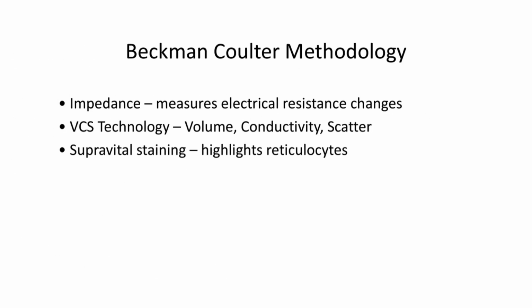When it comes to nucleated red blood cell and reticulocyte counts, automated hematology analyzers use different technologies depending on the platform. With the Beckman-Coulter system, 3 principles are combined. The first is impedance, which measures changes in electrical resistance as cells pass through an aperture. The second is VCS technology, which stands for volume, conductivity, and scatter. This allows measurement of cell size, internal composition, and granularity. The third is supravital staining, which highlights reticulocytes by staining their residual RNA.